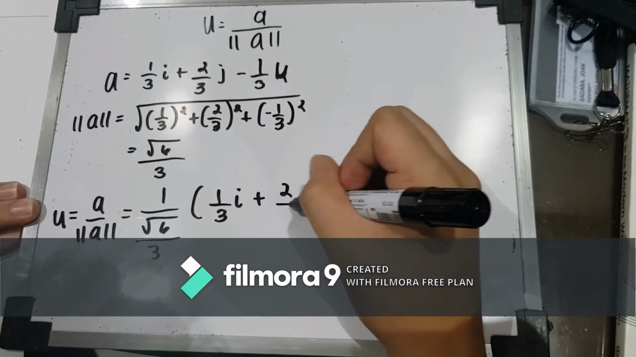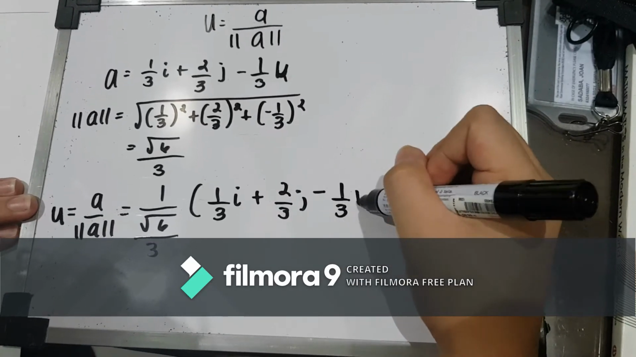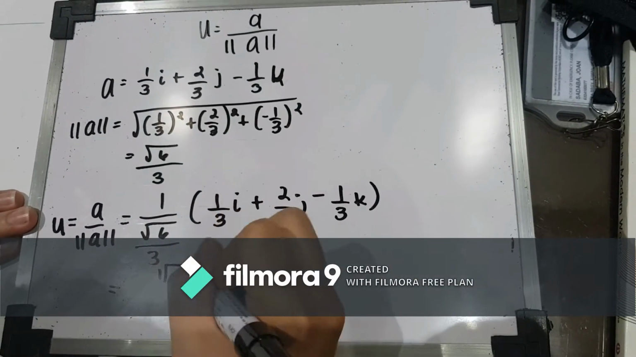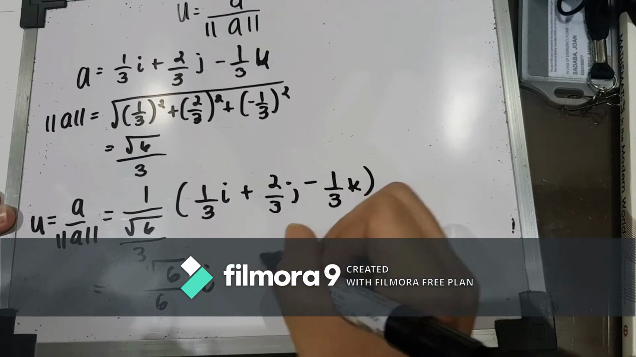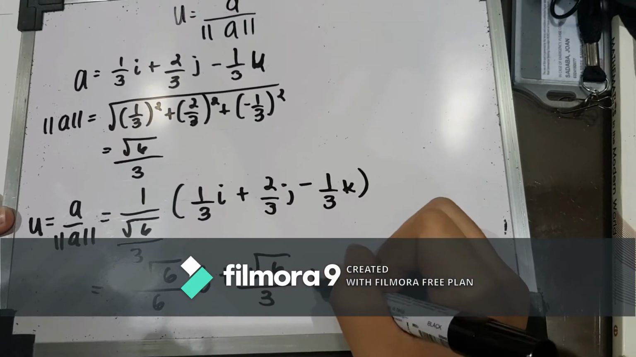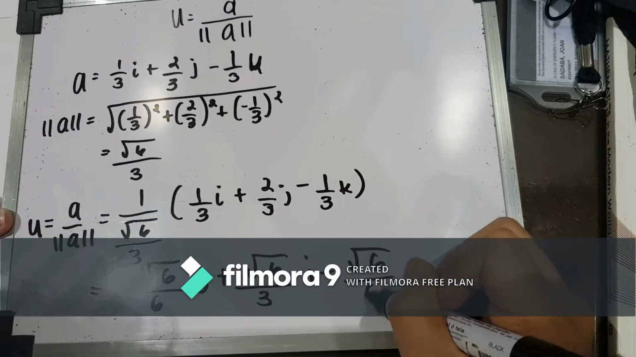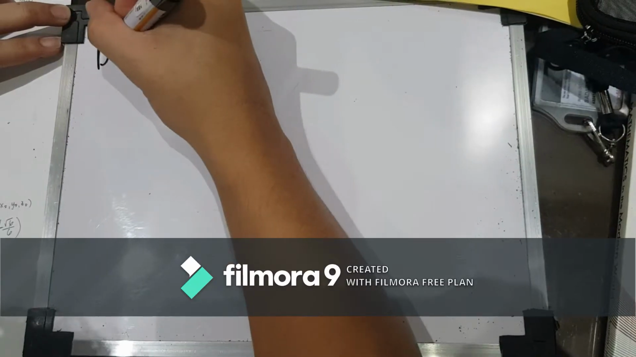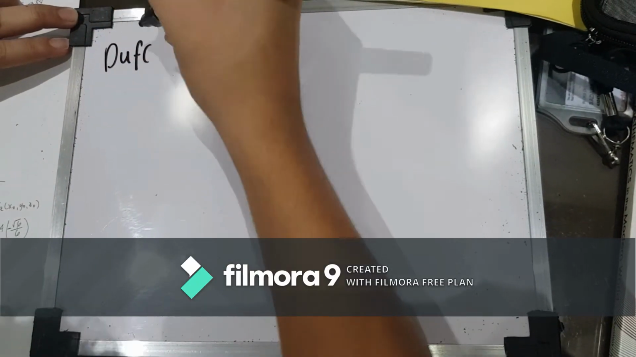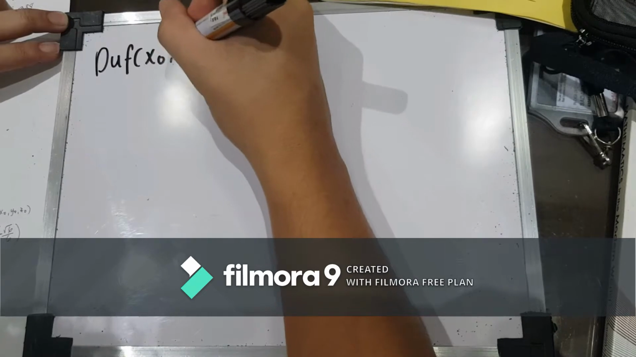And to get the unit vector, we will substitute the answers in the formula. And we get square root of 6 over 6 i plus square root of 6 over 3 j minus square root of 6 over 6 k. And finally, we can get the directional derivative using equation number 5.